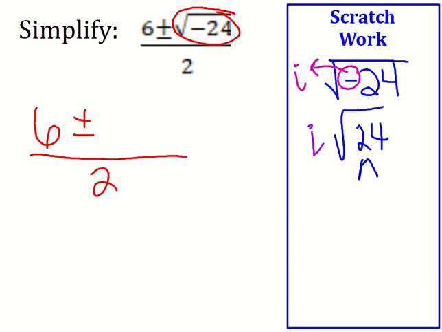So 24 can break down into, let's do 4 and 6. Now 4 can keep factoring down into 2 and 2. Since I've broken it down, I'm going to cross it out so I don't get confused with all the numbers. And then 6 can break down also into 2 and 3. And those would be multiplying.